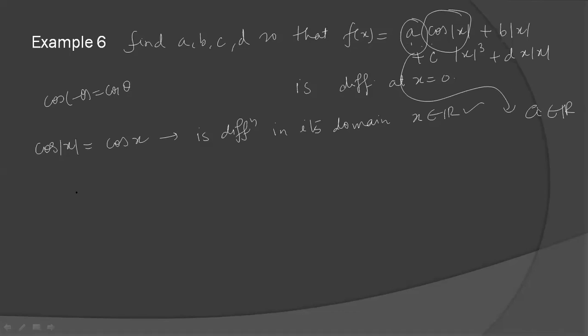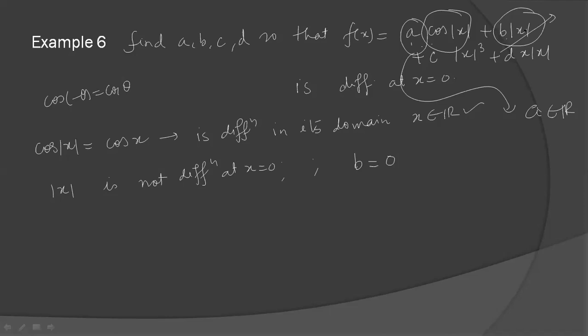We have no problem. What about mod x? Mod x is not differentiable at x equal to 0, as I've already told you. So for making this function differentiable, we have to make this term 0. So how can we make this term 0? By putting b equal to 0. If b equal to 0, this term is going to vanish and our differentiability condition will be fulfilled.